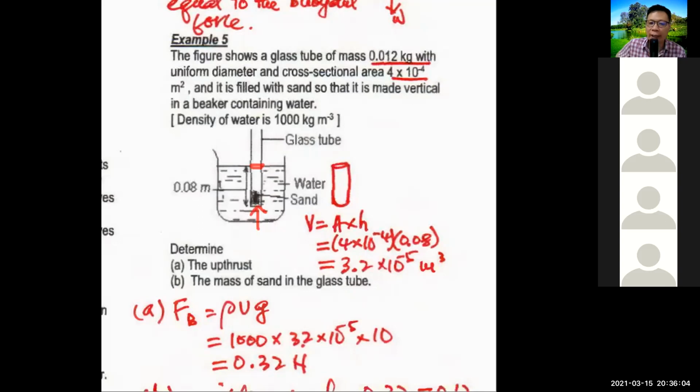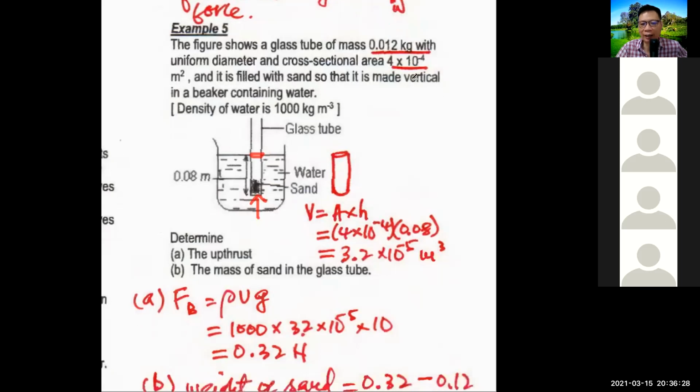So how to find the mass of the sand? Anyone got an answer or not? If you got the answer already, share your answer. Anyone got it? 0.02 kg, sir. Yes, correct. Very good. Kevin? Yes, you are right.